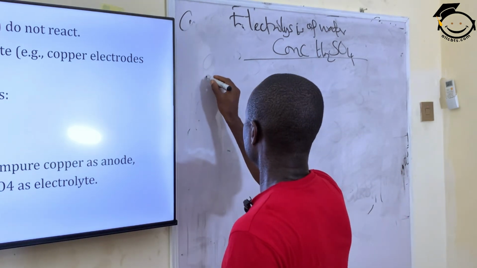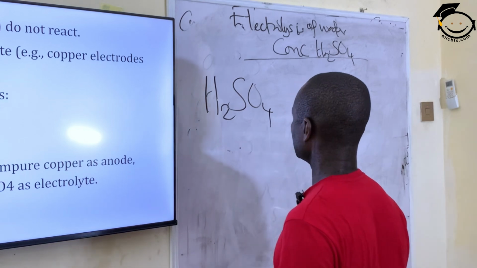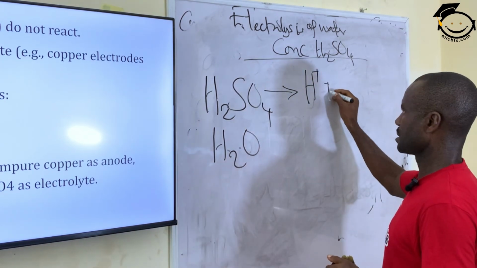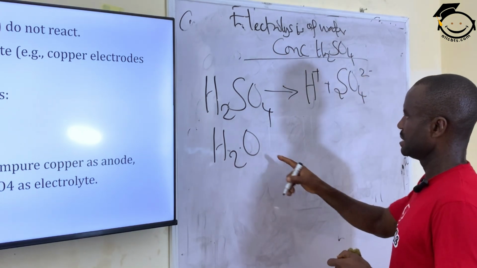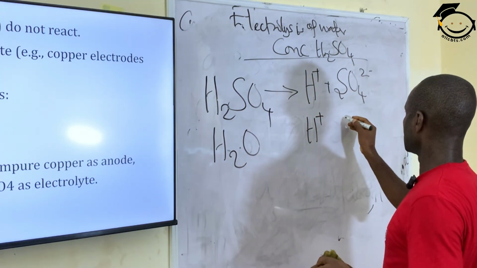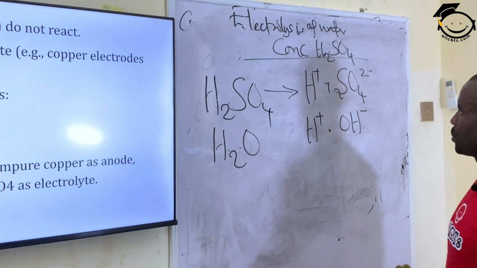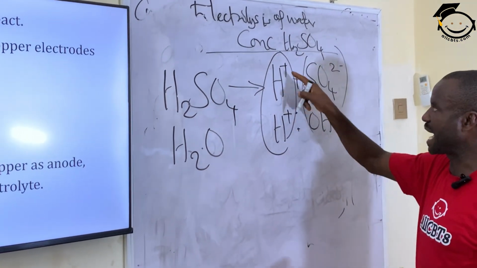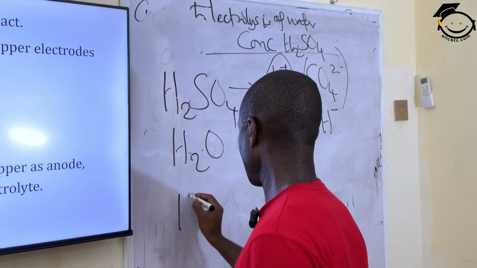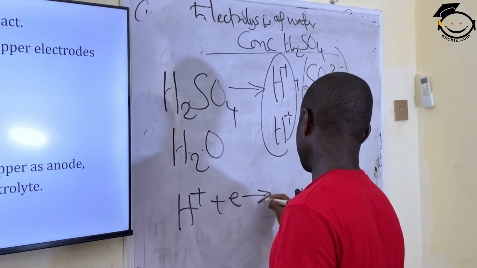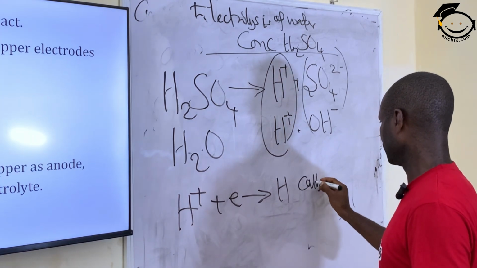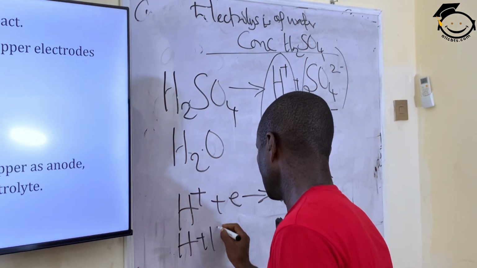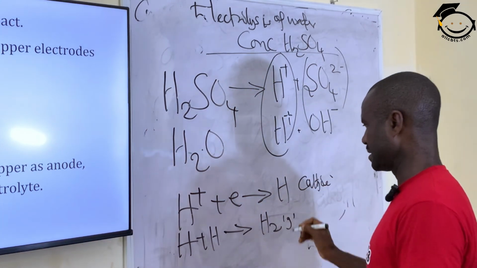So what are the ions that will be discharged? We have H2SO4 and water. The ions present are hydrogen ion plus SO4 2 minus, and then hydrogen ion plus hydroxide ion. Going by the preferential discharge, these are the cations, while these are the anions. At the cathode, hydrogen ion will gain one electron to be discharged as hydrogen. But hydrogen does not occur as a single atom, rather it combines with other hydrogen to give you hydrogen gas. That's the reaction at the cathode.